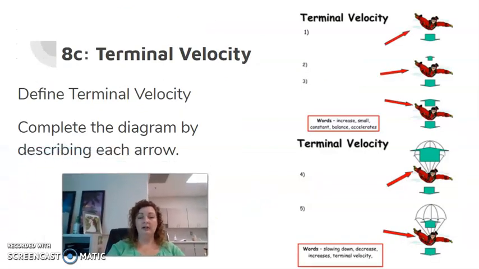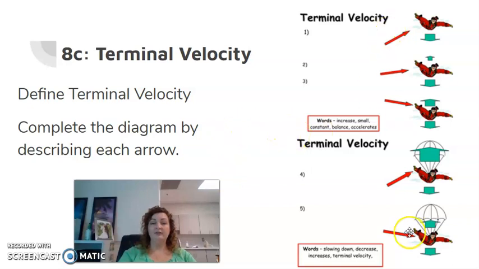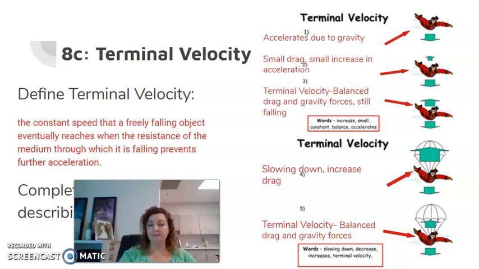So what is terminal velocity? It's asking us to fill out this parachuter's journey down from jumping out of a plane. So let's first talk about what terminal velocity is. It's the constant speed that a freely falling object eventually reaches when the resistance of the medium through which it is falling prevents further acceleration. And that may sound really confusing, so we're going to step through this parachuter jumping out of the plane, and we're going to fully understand it as we go. Okay, so this guy just jumped out of a plane right here.